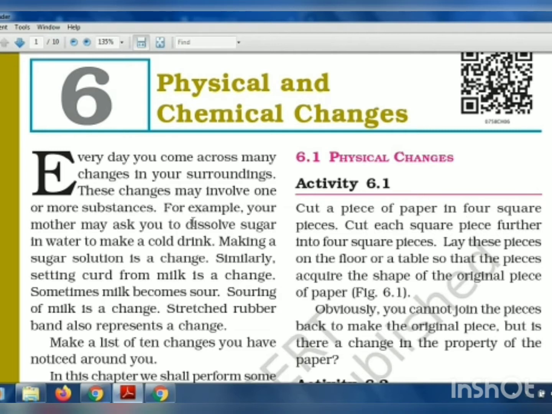For example, when you dissolve sugar in water to make a cold drink, that is a physical change because the cubes of sugar are being converted to liquid form and are getting mixed with the water. Similarly, the changing of milk into curd is also a physical change in which the milk is converted to curd because the milk gets sour.